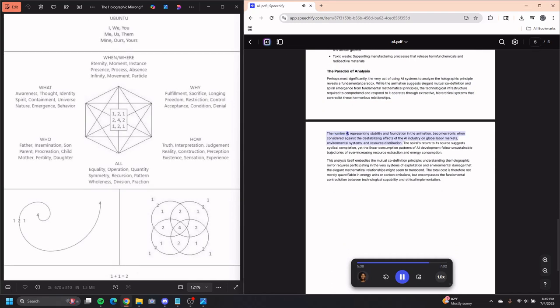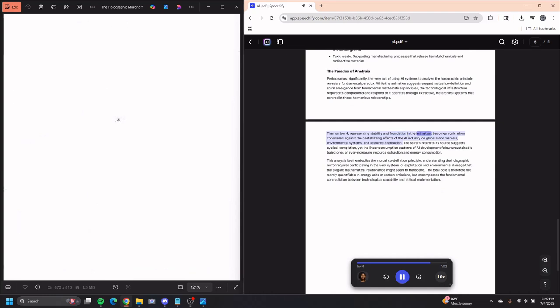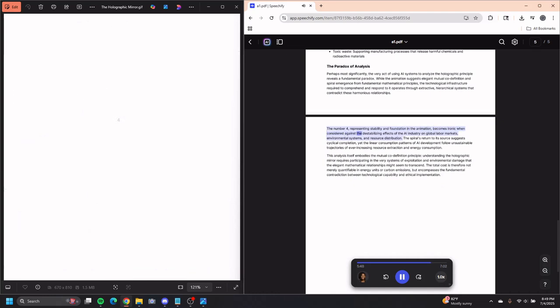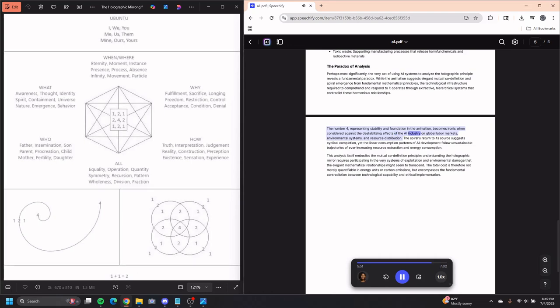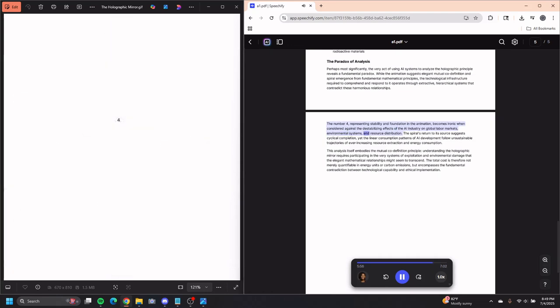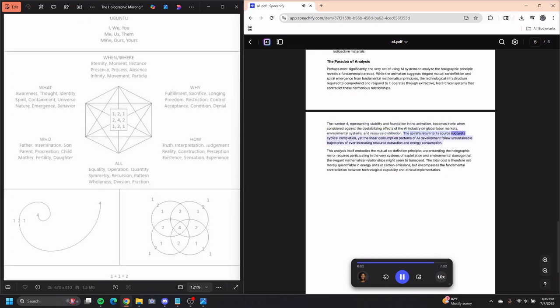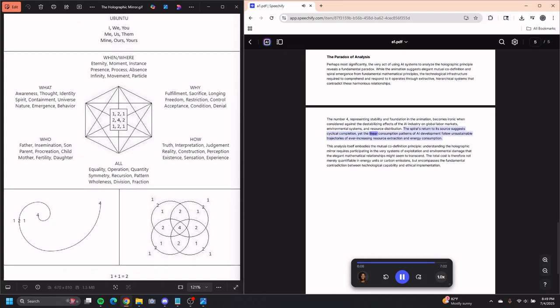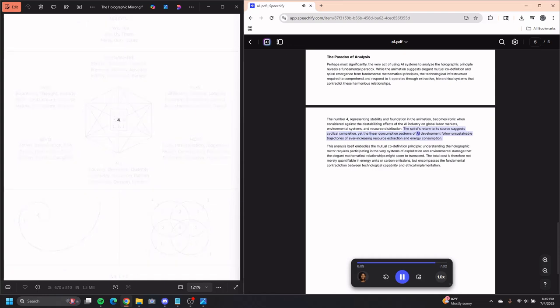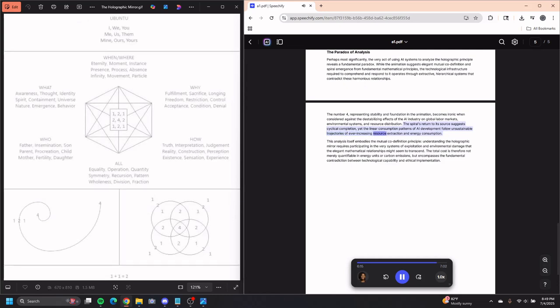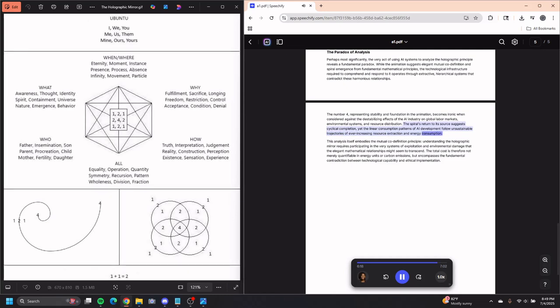relationships. The number 4, representing stability and foundation in the animation, becomes ironic when considered against the destabilizing effects of the AI industry on global labor markets, environmental systems, and resource distribution. The spiral's return to its source suggests cyclical completion, yet the linear consumption patterns of AI development follow unsustainable trajectories of ever-increasing resource extraction and energy consumption.